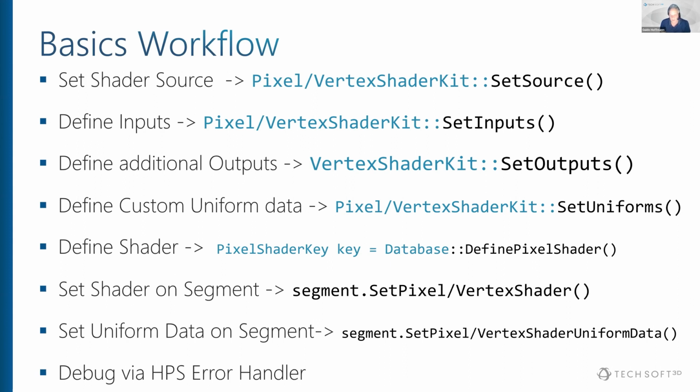You will use the standard HPS error handling mechanism to at least get some information. Debugging a shader is a little bit tedious and tricky. There's no breakpoints that you can set, but at least you can get some information if something goes wrong, and then go from there.